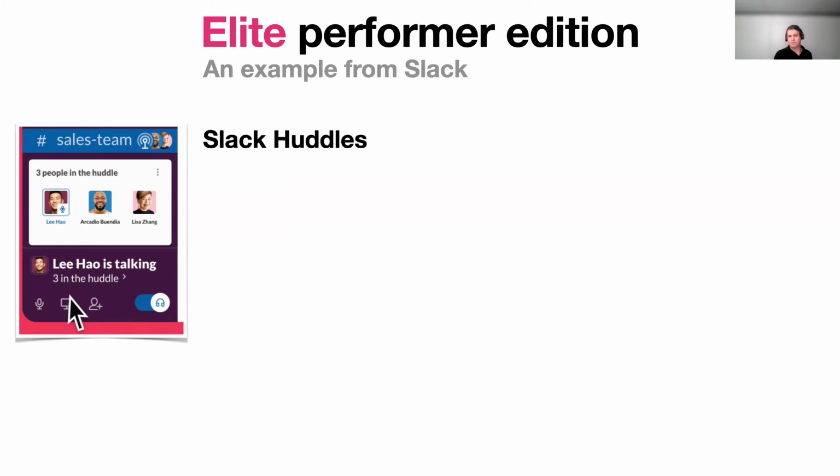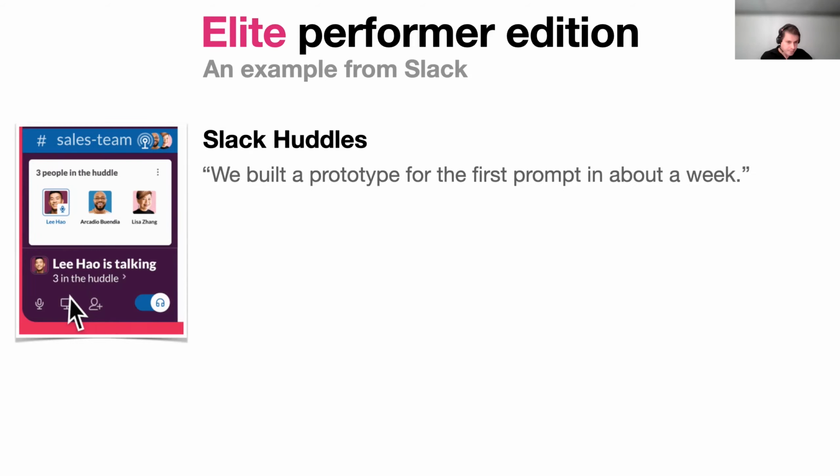So how did they do that? How did they implement this feature? How did they validate this feature? They actually published a blog post about it, and this is what I wanted to show you. They say they built a prototype for the first problem in about a week. Now you're starting to see here, you had a prototype in a week for a company like Slack, where they have millions of users. So you can start seeing the speed of these kinds of companies.